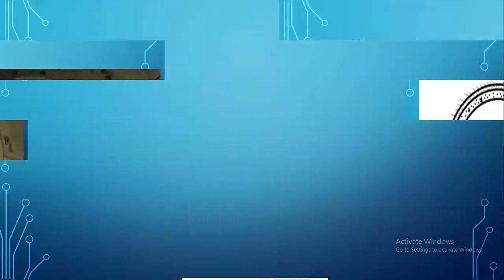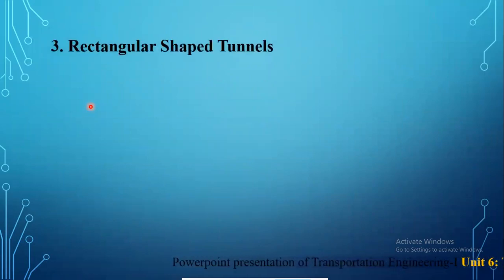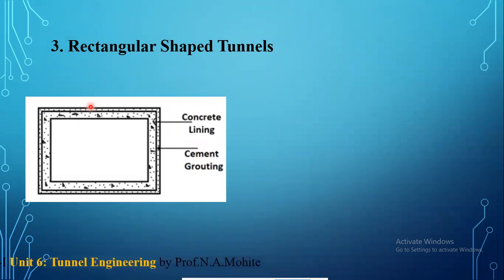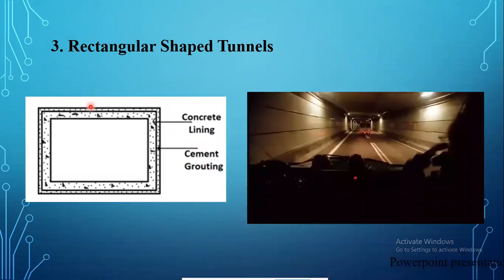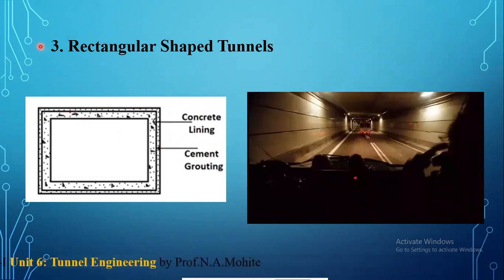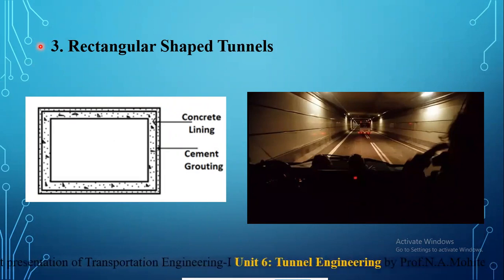Moving to the next type of tunnel based on shape, that is rectangle shaped tunnels. For pedestrian traffic, rectangle shaped tunnels are appropriate. Correspondingly, these tunnels are sometimes accepted if pre-constructed RCC caissons are used. And these types of tunnels are not suitable to resist external pressures due to their rectangle shape.